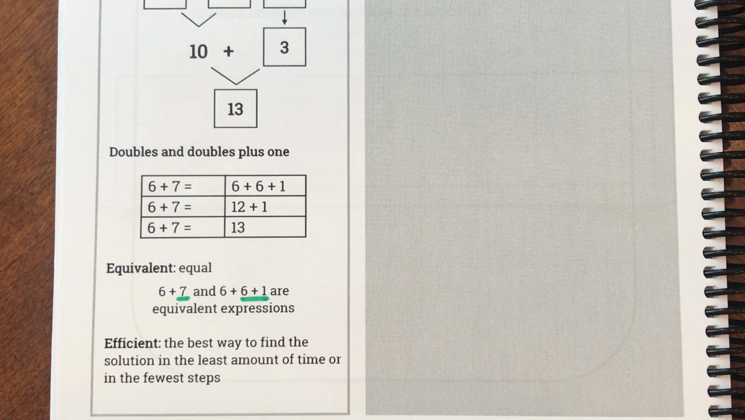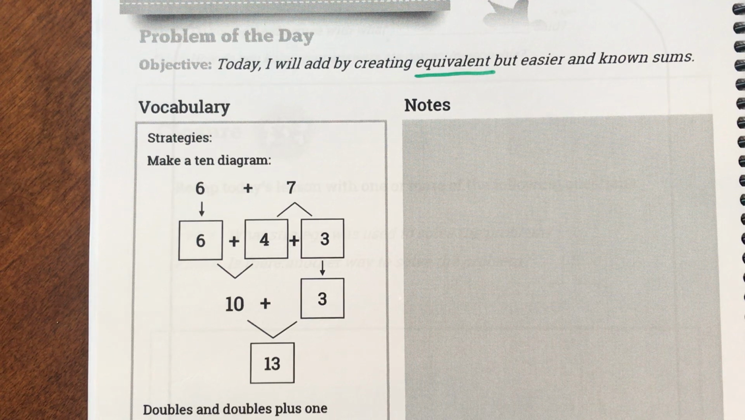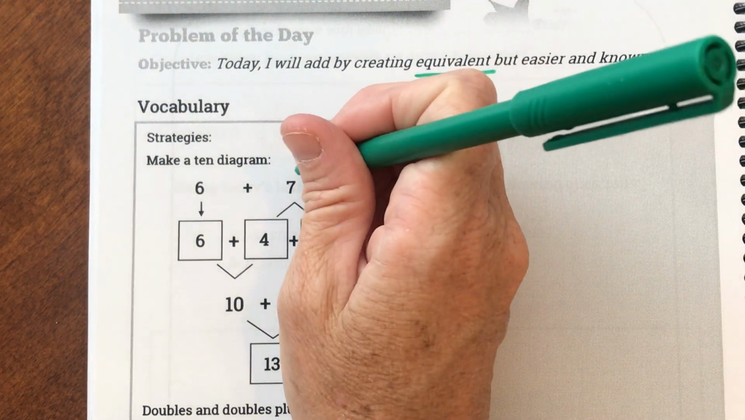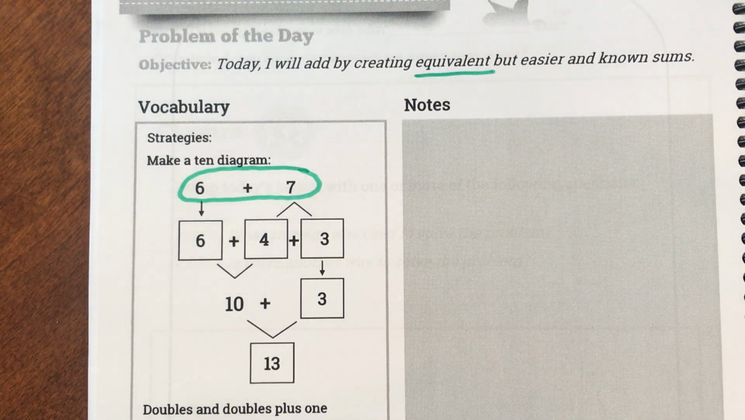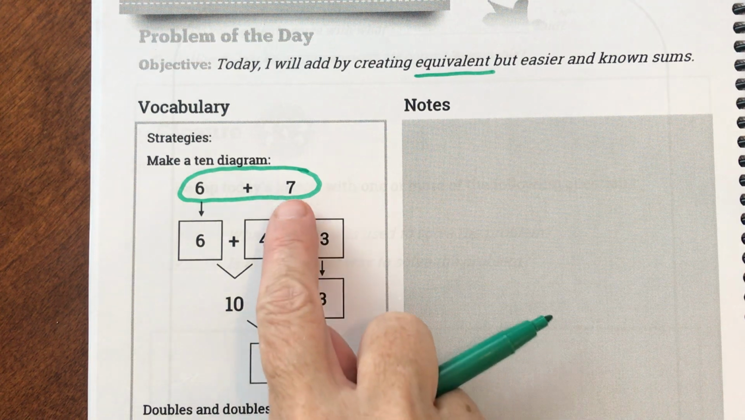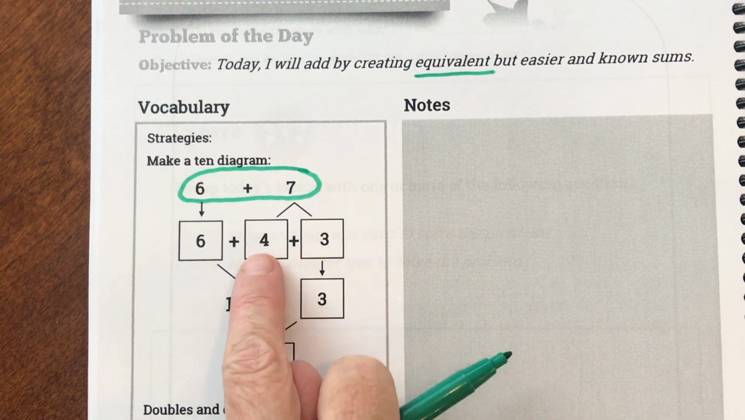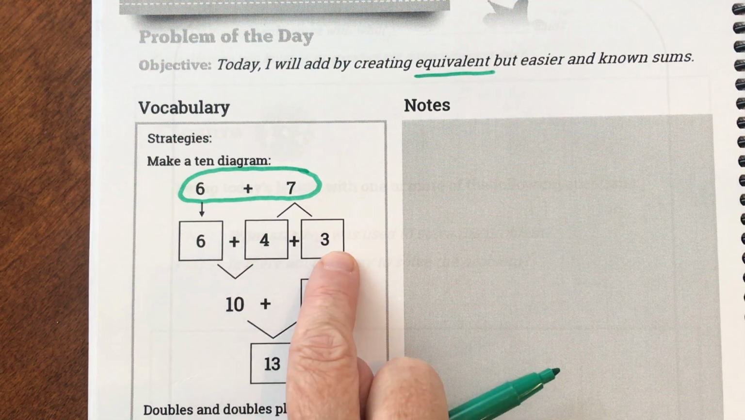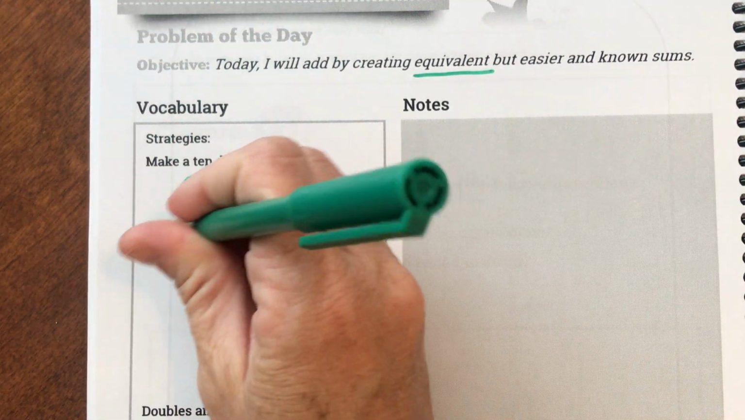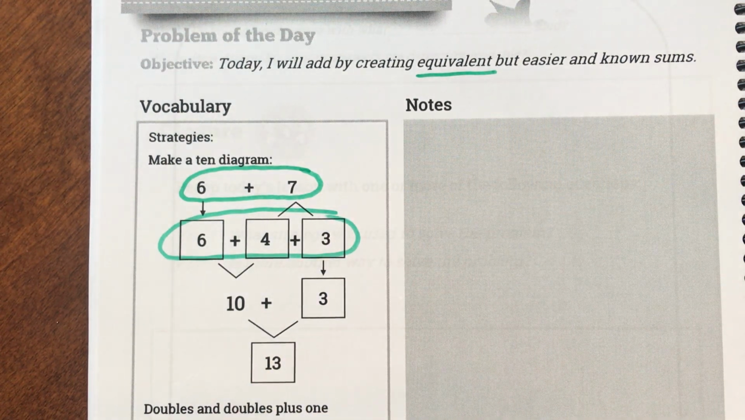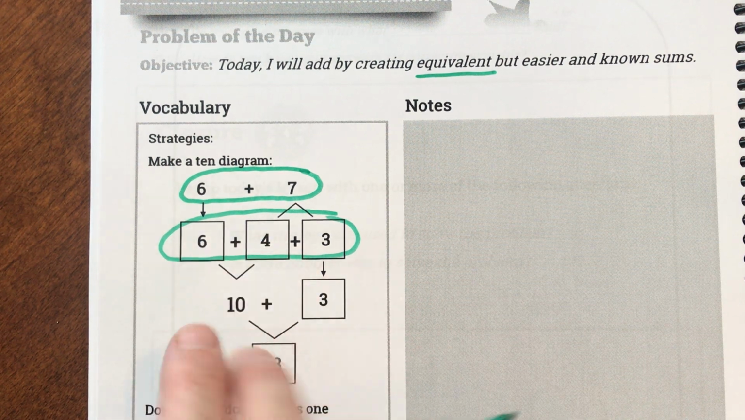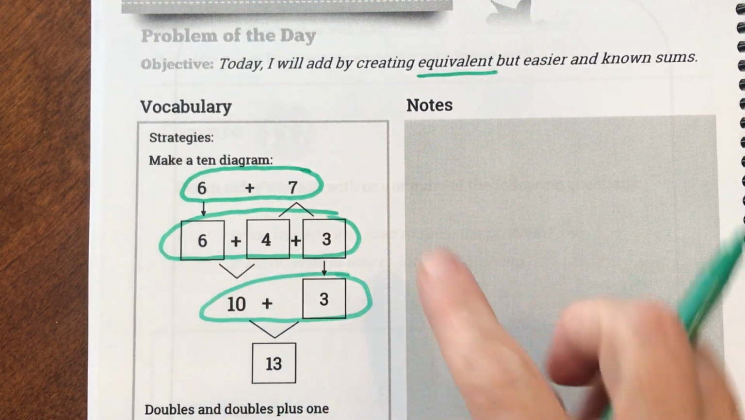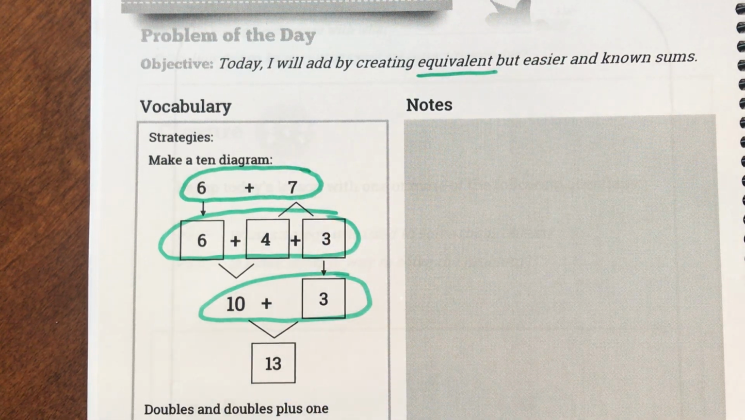Another example of equivalent would be up here in our make a 10 diagram. Remember what we did in make a 10 diagram a while ago is we had our two add-ins, 6 plus 7, and then what we did is we took the add-in 7 and we decomposed it into two numbers. So that is equivalent. And then what we did is we grouped 6 plus 4 into 10. We put those two together, so that's still equivalent. All three of those expressions have the same value.